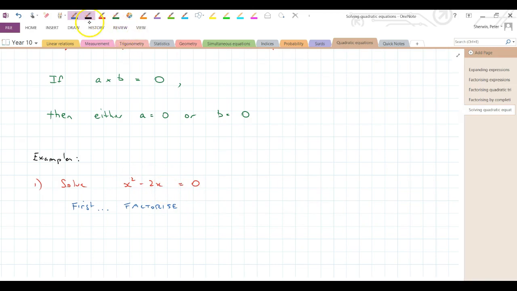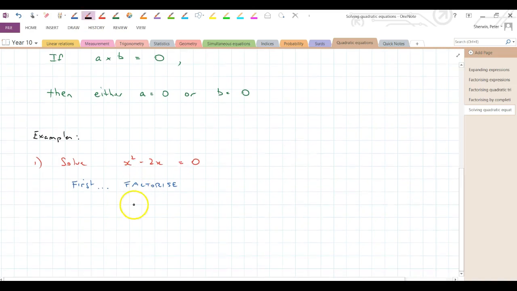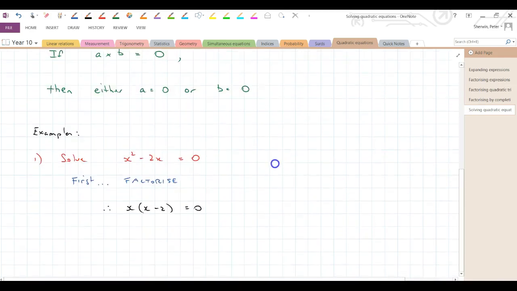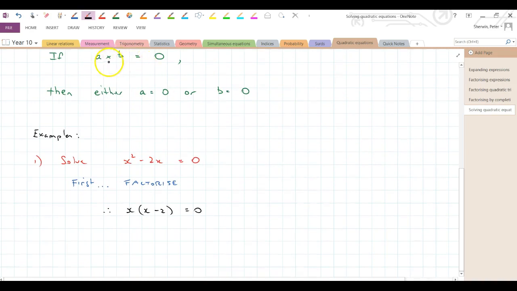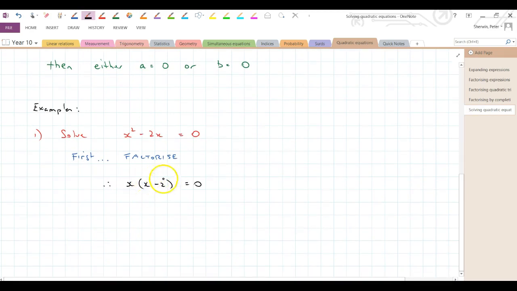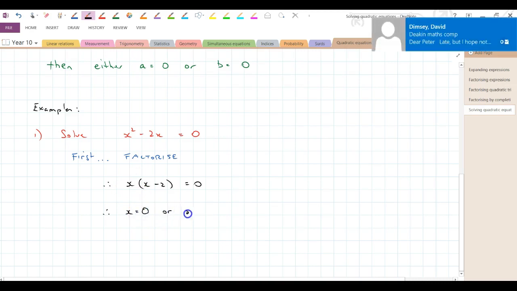We're going to factorize x squared minus 2x. We take out the common factor x, and inside we get x minus 2 equals 0. So we've just factorized the left hand side. That's a really important part of this. Now we're going to use this principle: if a times b is equal to 0, with b being x minus 2 in this case, then either my a, x, equals 0, or x minus 2 is equal to 0.